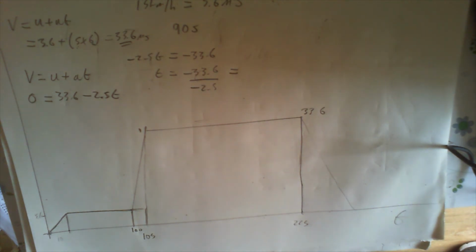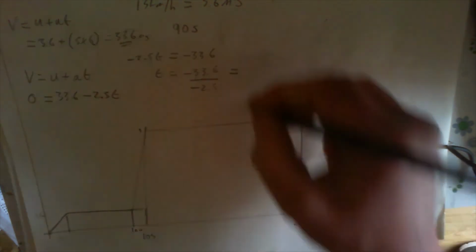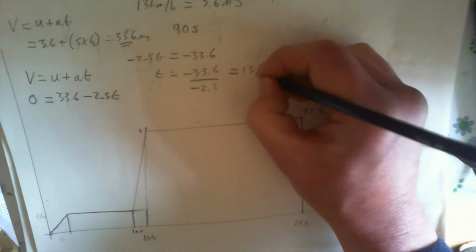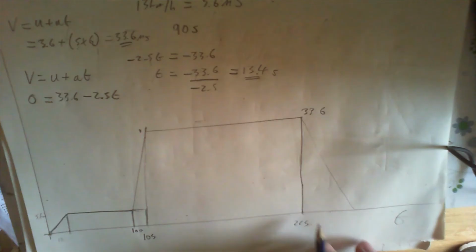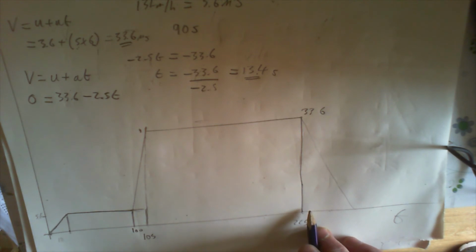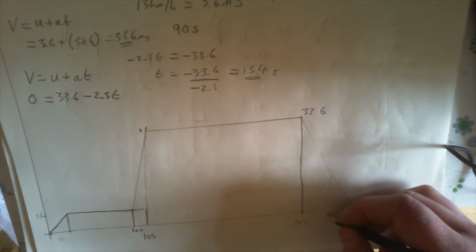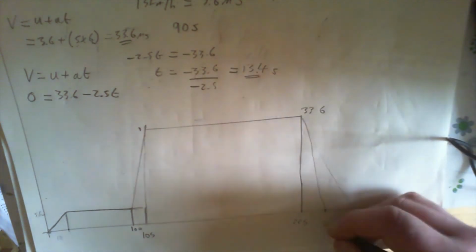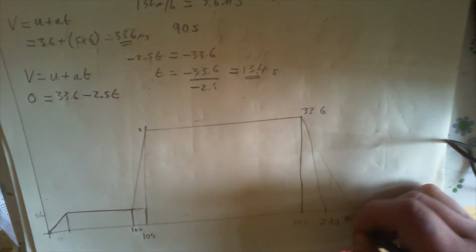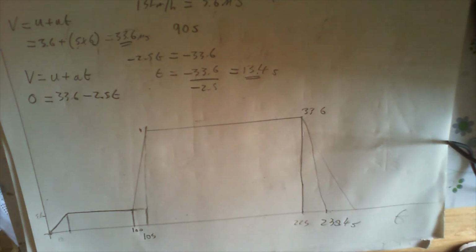That's equal to 13.4 seconds. So add that onto there. What's that going to be? 238.4 seconds. Got a quick journey. He didn't even stop till we got to the end. Anyway, right. So now you just add up these areas.